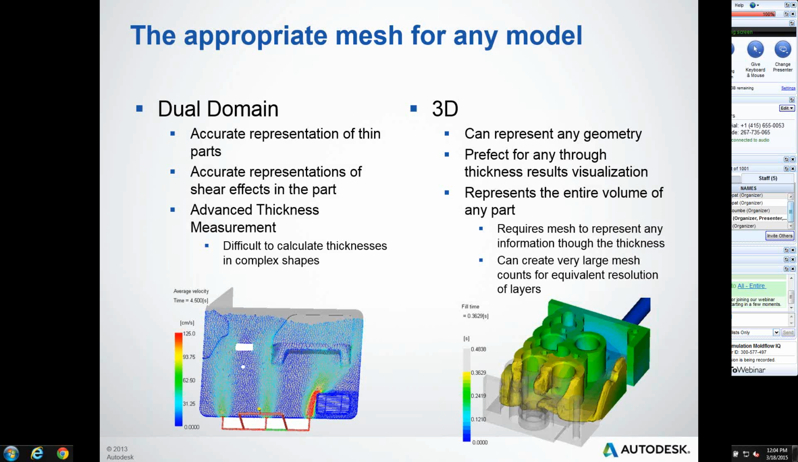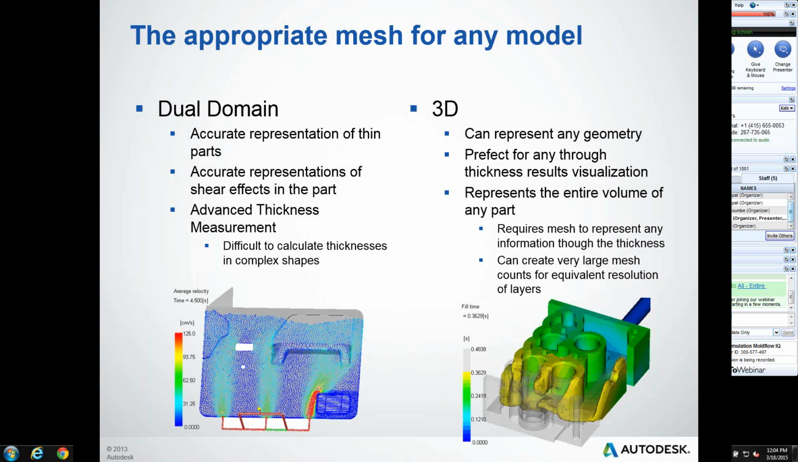So if we look at a dual domain model, it's an accurate representation for well-defined wall thicknesses. It accurately represents the shear that happens in the part, gives me a good representation of velocities and temperatures, and it's an accurate advanced measurement system for the thickness of the part. In fact, it allows us to get some of the flexibility of what we used to be able to do with midplanes into a three-dimensional representation of a model.